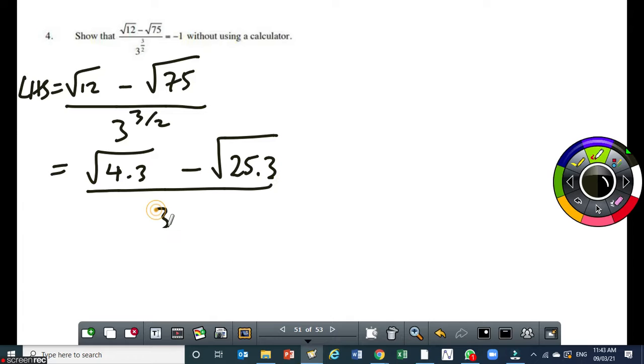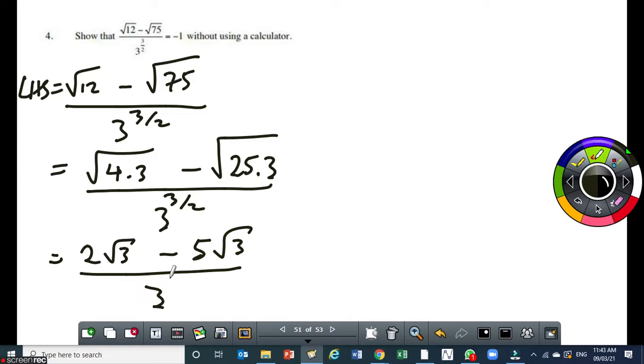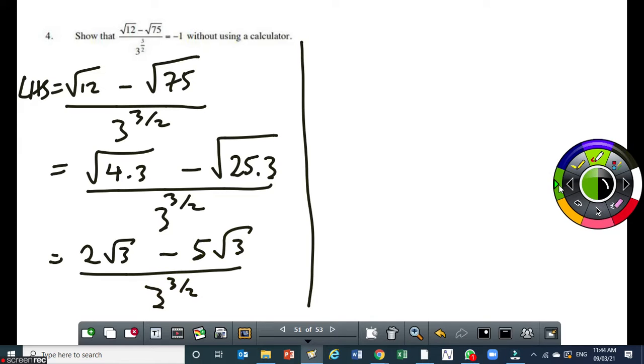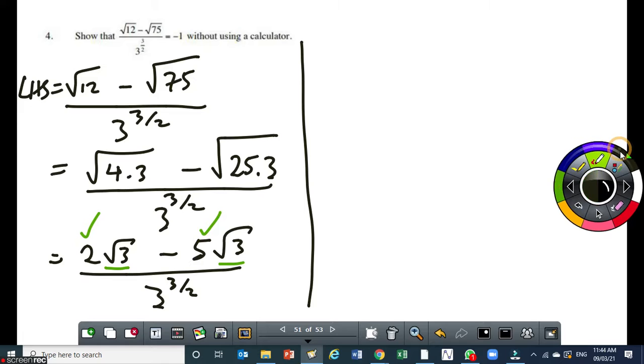This is all over 3 to the power of 3 over 2. Alright? Then, the square root of 4 times 3 becomes 2 square root of 3 minus the square root of 25 times 3 becomes 5 times square root of 3. And that's all over 3 to the power of 3 over 2. Okay? Then, as I told you yesterday, since we have square root of 3 here and square root of 3 there, you treat them like your x and y in algebra. So it means that we'll say 2 minus 5. That will give us negative 3. Okay, so I'll end up getting negative 3 times the square root of 3. That's all over 3 times 3 over 2.